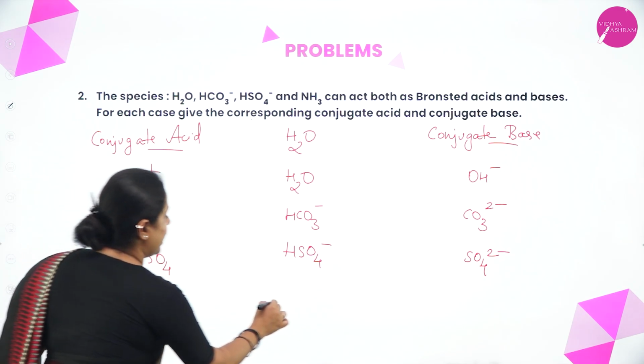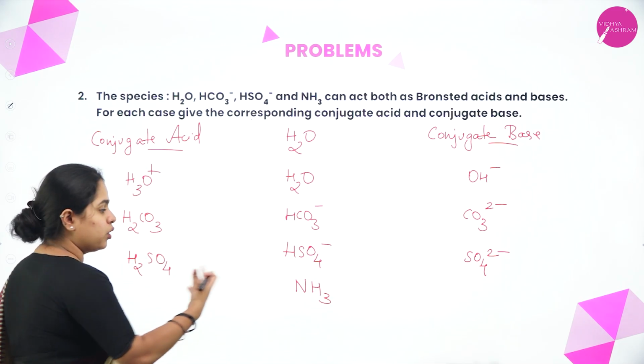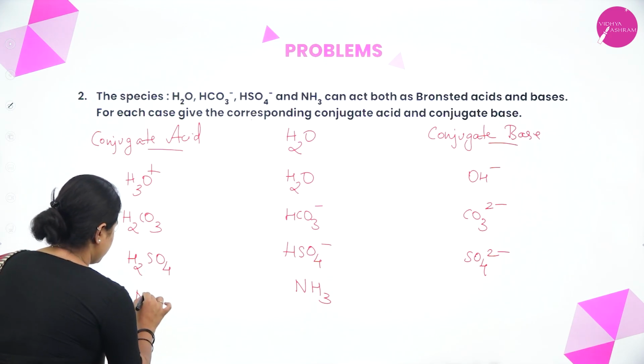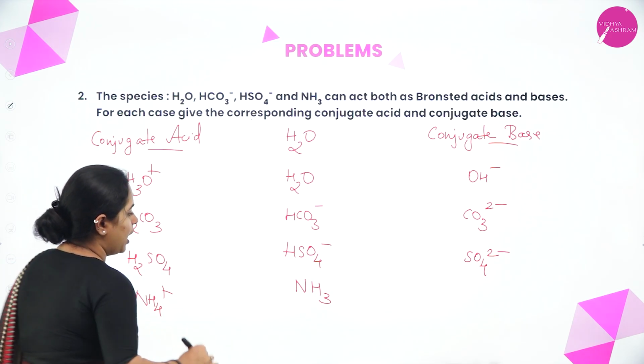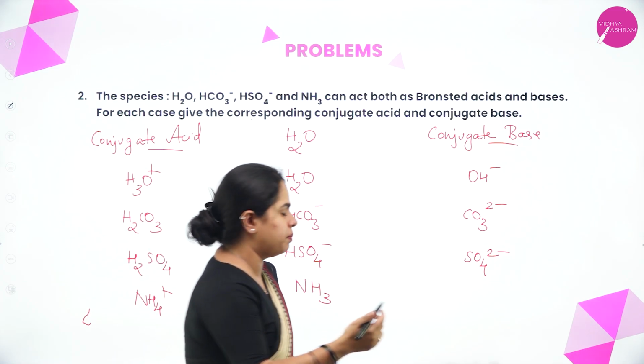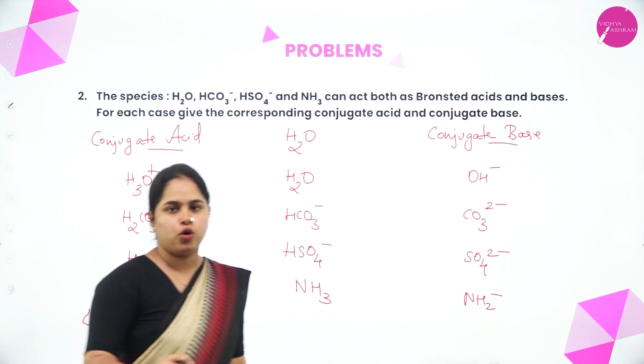Now the last one is NH3. To write the conjugate acid of it, we are going to consider it as a base. Base means one more H plus is added, so you will get NH4 plus here. And if you remove one H plus ion, you will get the conjugate base for it, which is NH2 minus. Okay, so I hope this is clear.